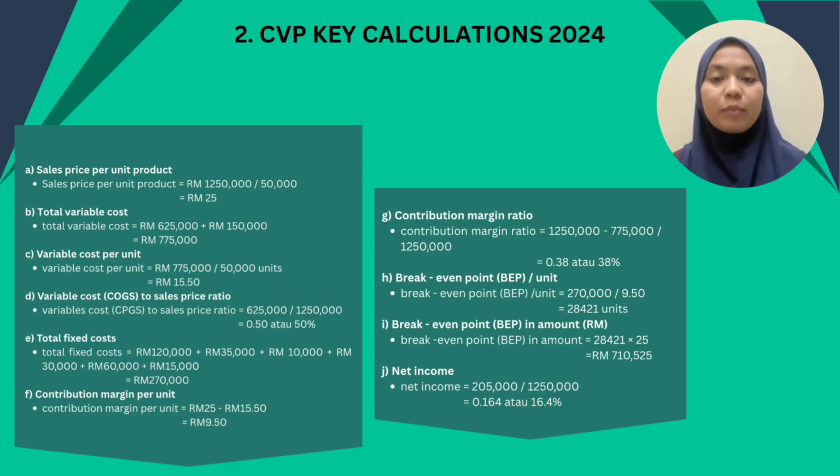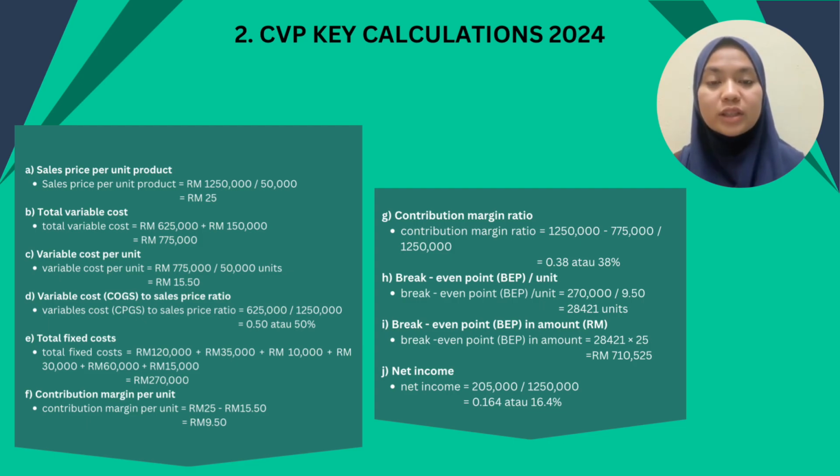And total fixed cost equals fixed manufacturing overhead plus digital marketing plus website maintenance plus factory rental plus administrative salaries plus utilities and insurance. The calculation is 120,000 plus 35,000 plus 10,000 plus 30,000 plus 60,000 plus 15,000 equals 270,000.